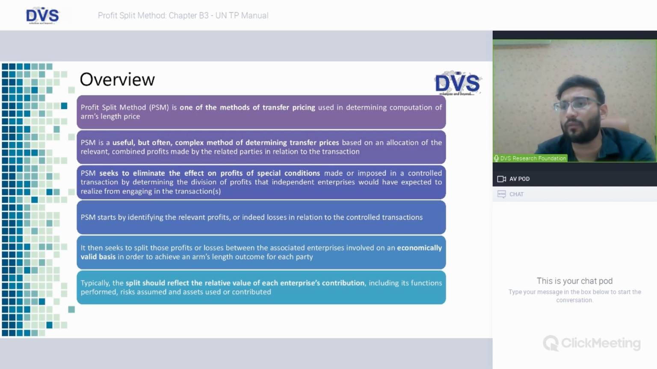So as the name suggests, profit split method, wherein the profit is split. How it is split, amongst whom it is split, what is the basis for the split, that we will see in subsequent slides.